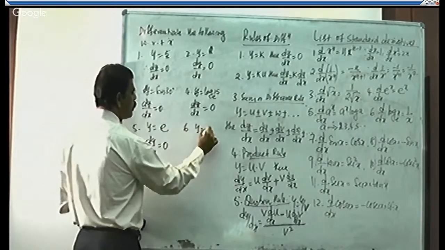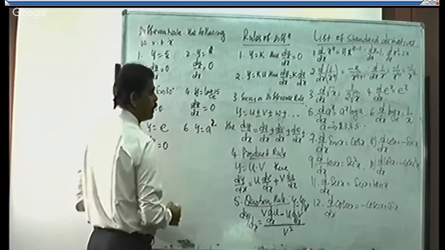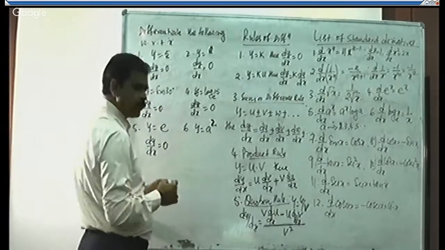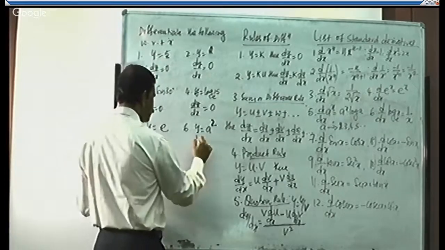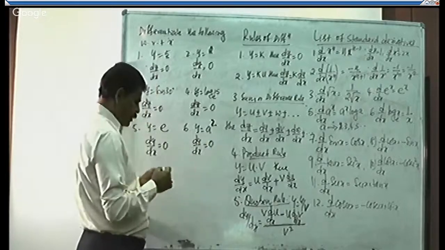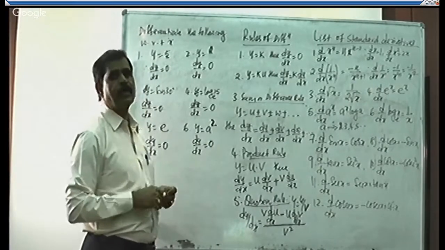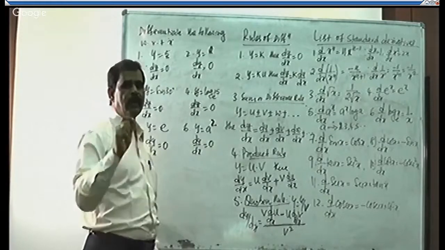Suppose there is a cube or a square, a is a constant. We don't have x. Therefore, it is treated as a constant. Differentiation of any constant is 0. Got it? It is the first rule. So differentiation of any constant is 0.